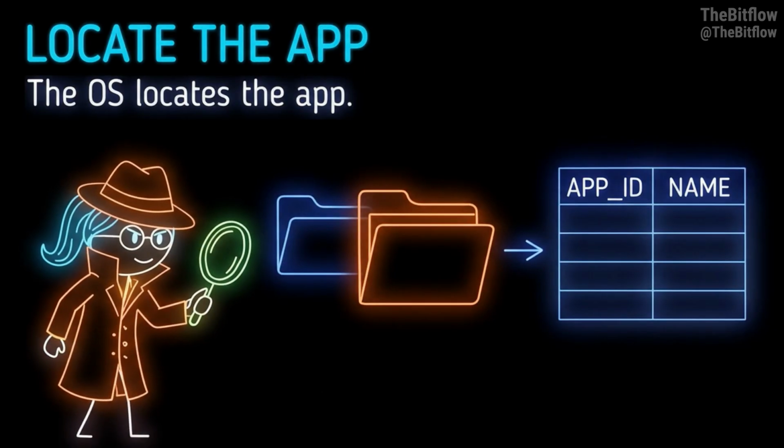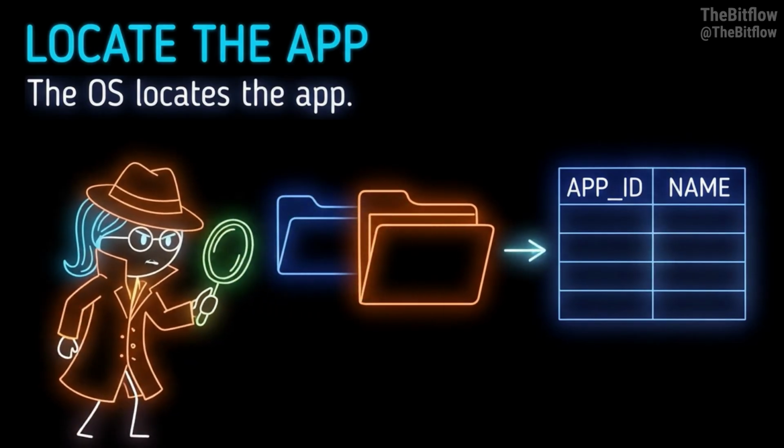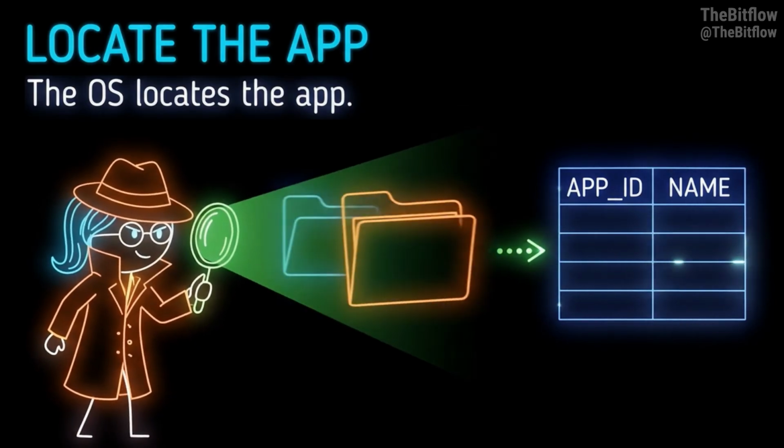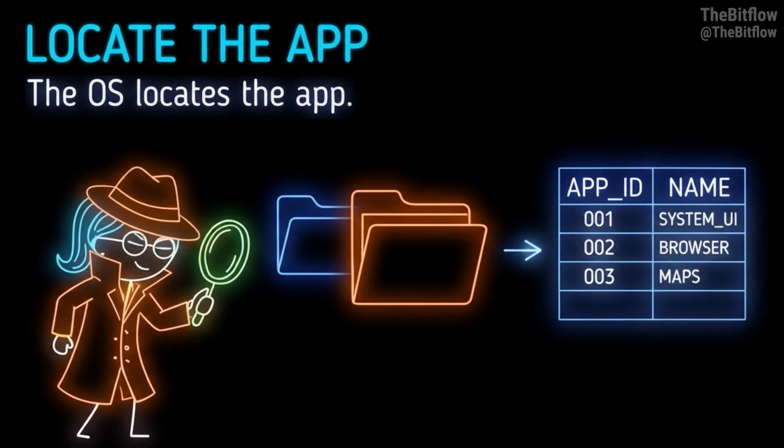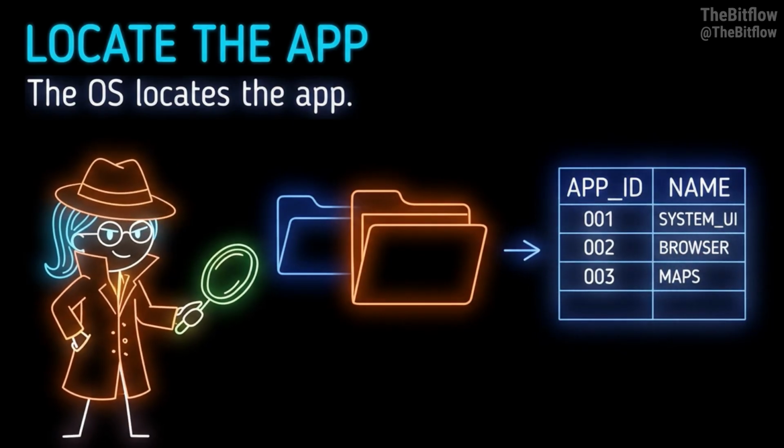Next, the OS locates the app you selected. It identifies the correct application package and prepares everything needed to start it. Now it knows exactly what needs to be launched.